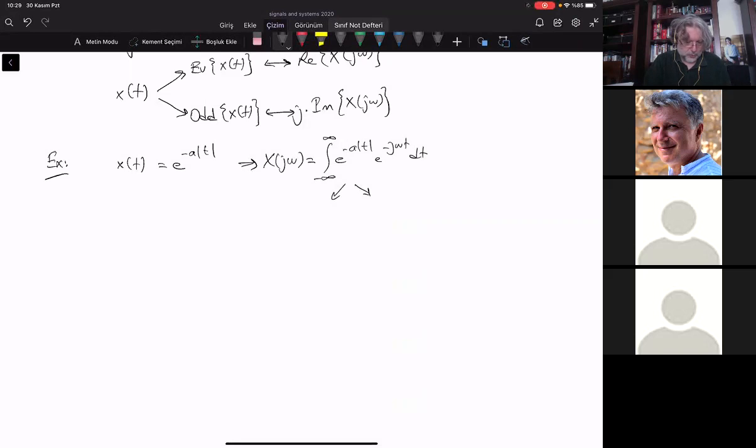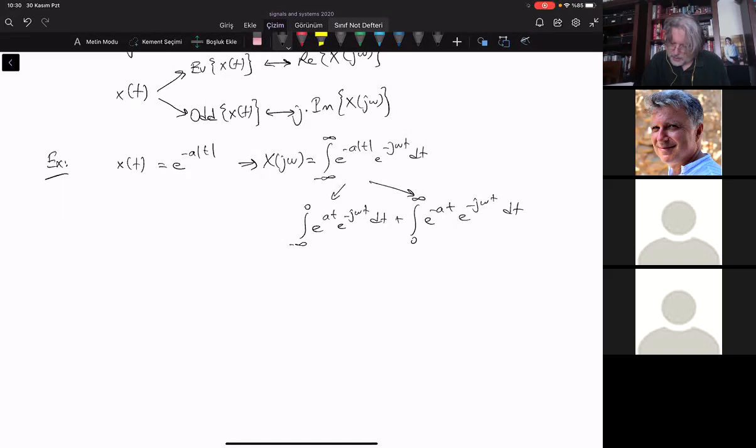So I'm splitting it into two parts, like one from minus infinity to 0, the negative part. So that is e to the minus a times minus t, which is e to the at, e to the at, e to the minus j omega t dt. And the other one is from 0 to infinity, the positive part, where absolute value of t is equal to t, e to the minus a times t times e to the minus j omega t dt.